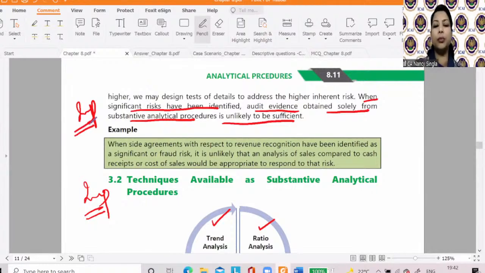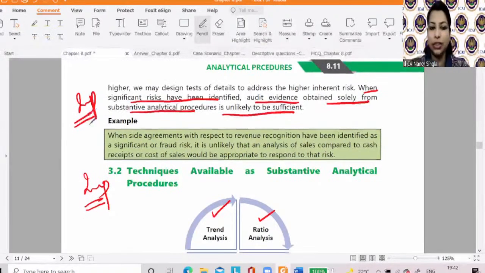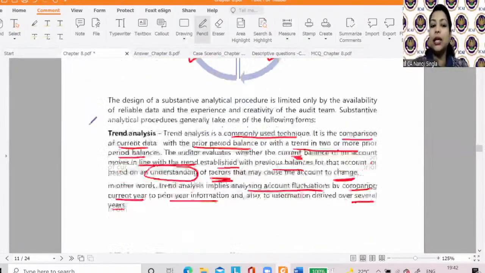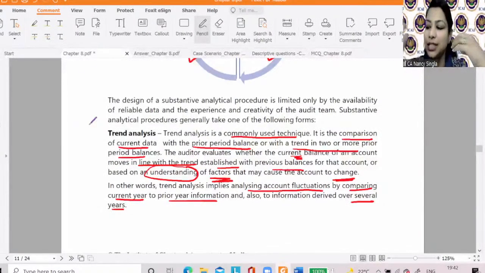Very important from the point of view of MCQ, true, false or descriptive. What are the techniques? The techniques are what? Trend analysis, ratio analysis, reasonableness test and structure modeling. Trend analysis commonly used technique है. Data प्रायर पीरियड से कंपेयर होता है या टू और मोर प्रायर पीरियड से कंपेयर होता है. कोई चेंजेस है तो उसको अंडरस्टैंड करना है, व्हाट आर द फैक्टर्स.